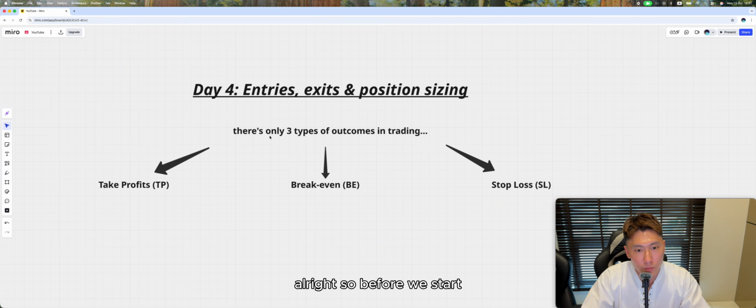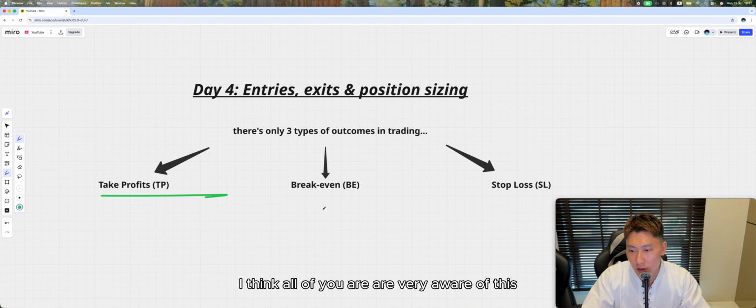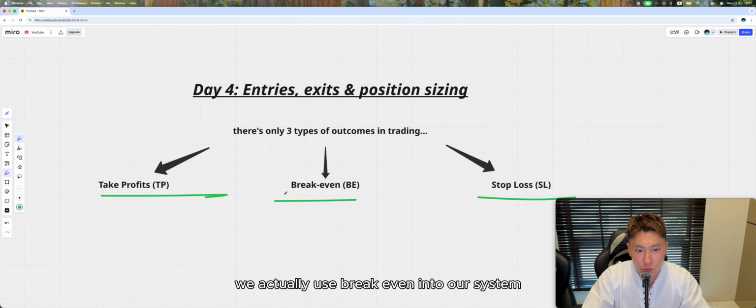All right. So before we start, there's only three outcomes in trading. The first one will obviously be take profit. I think all of you are very aware of this. Stop loss, and of course break even as well. In rare cases, we actually use break even in our system.